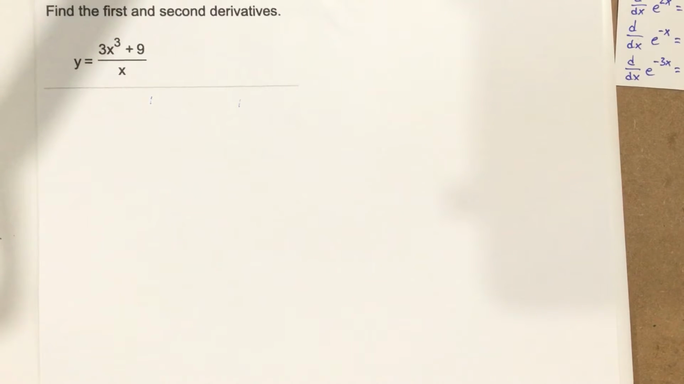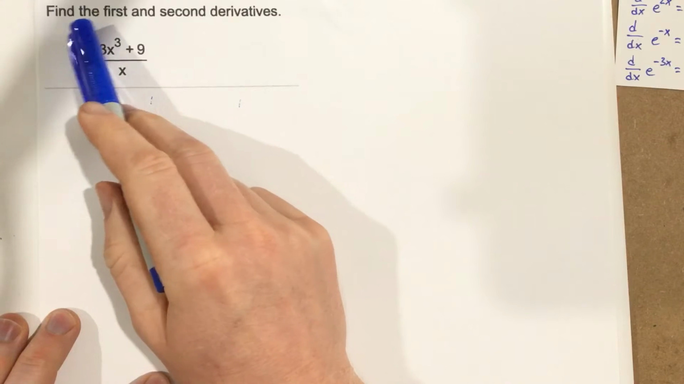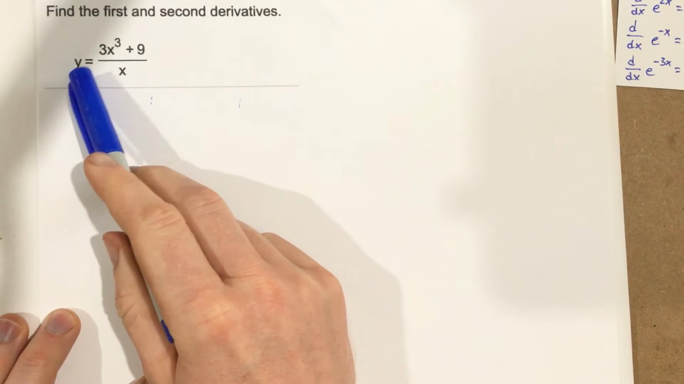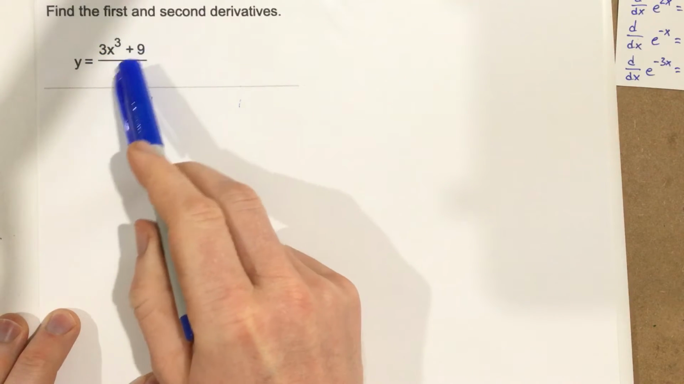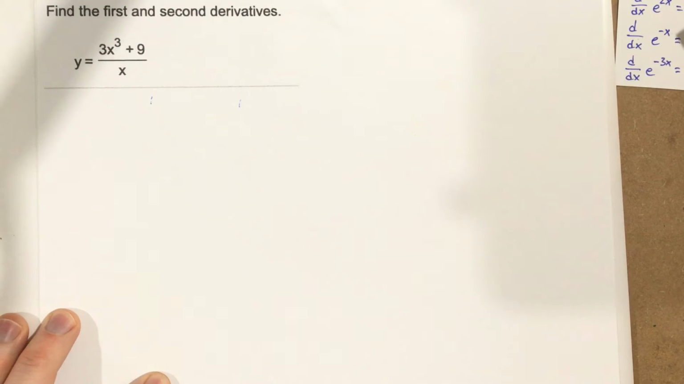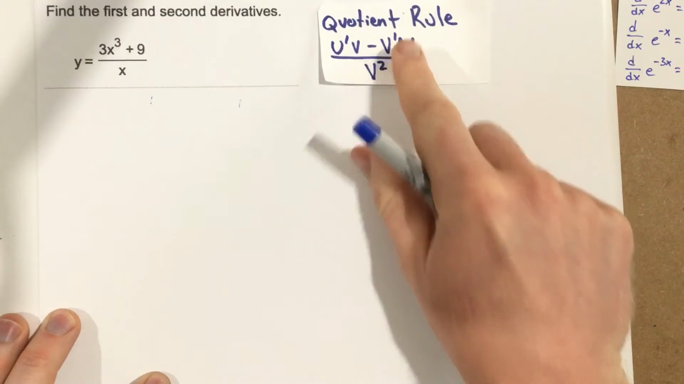This is problem number 13 from section 3.3. In this problem it says, find the first and second derivatives, and they give you y equals 3x cubed plus 9 all over x. So you can see we're going to use the quotient rule to solve this problem.